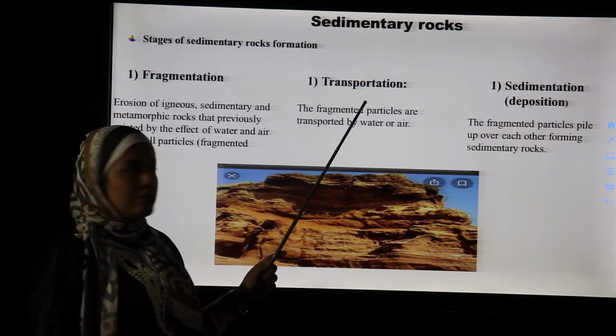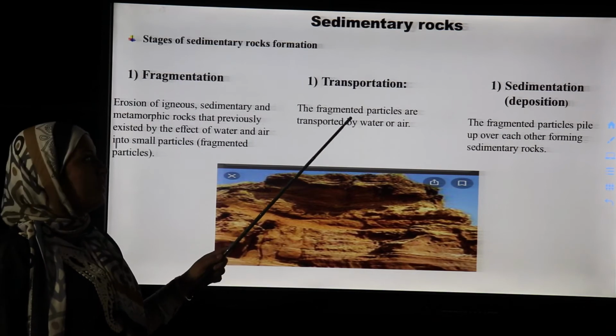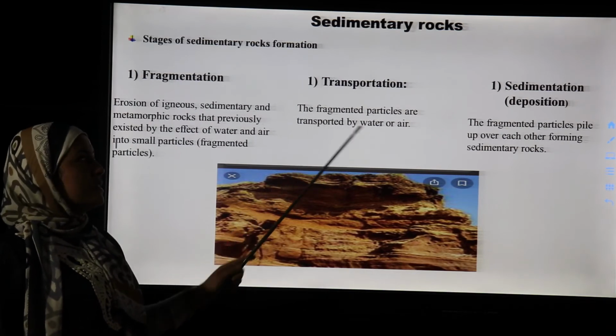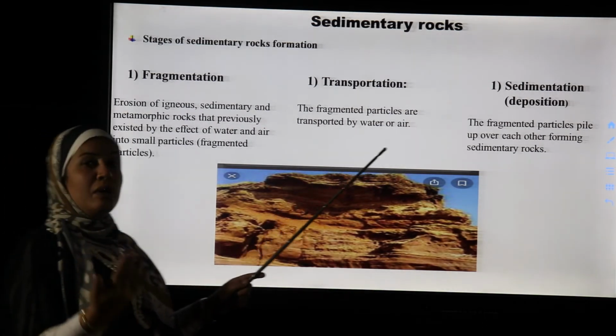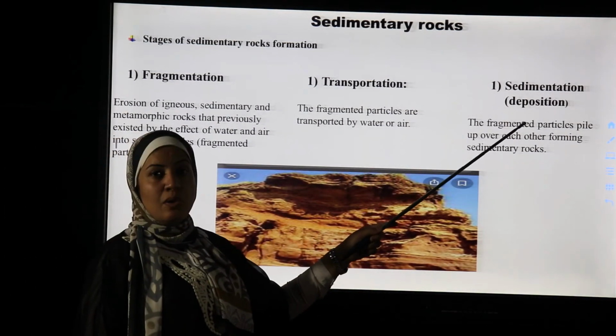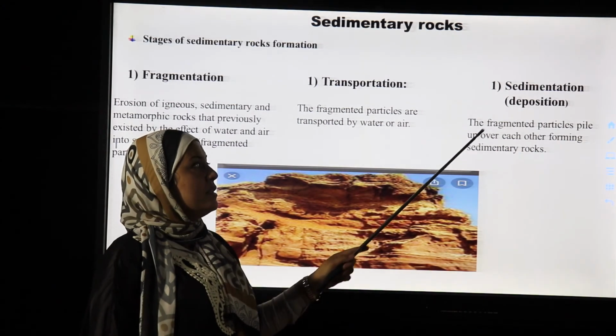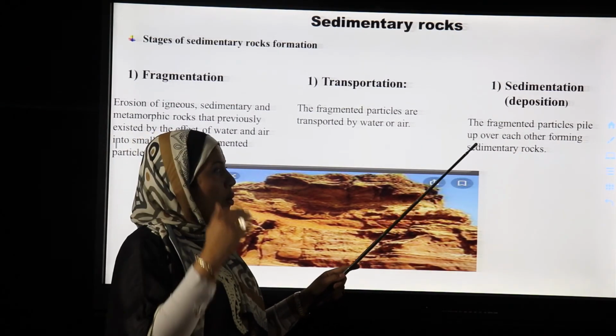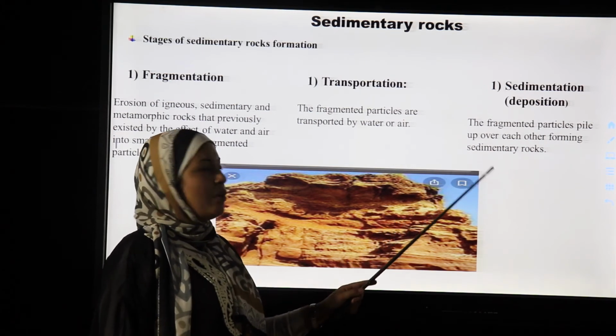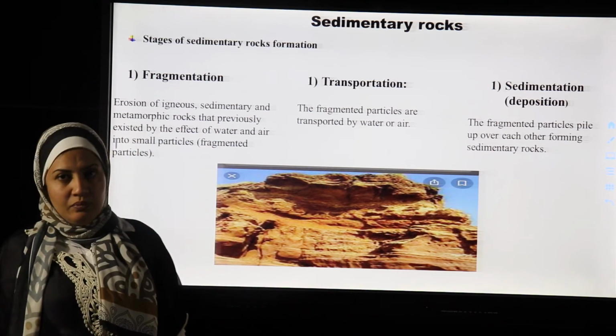The second stage is the transportation. The fragmented particles are transported by the water or air. The third stage is the sedimentation or deposition. In deposition, the fragmented particles pile over each other, forming sedimentary rocks.